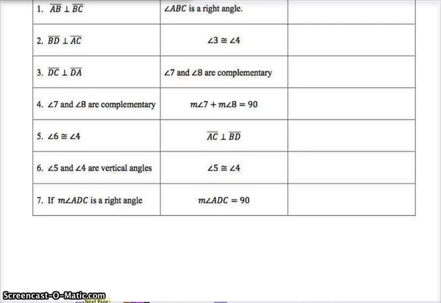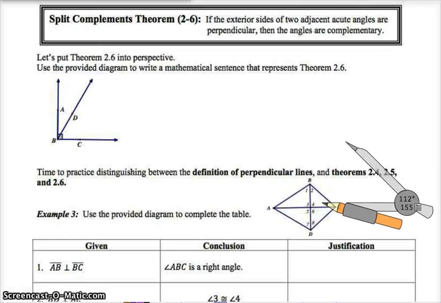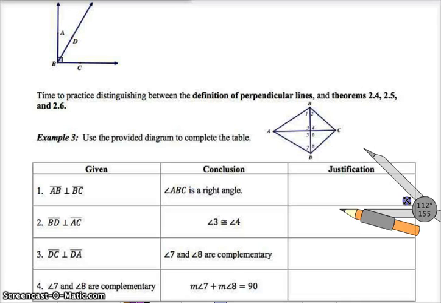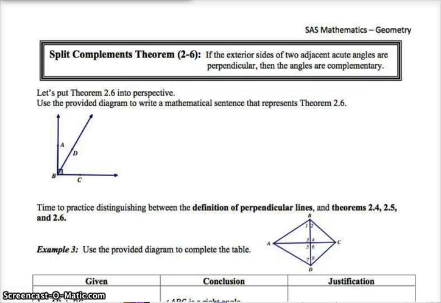Okay, now our goal for the day is to try to get down here to this table and to distinguish the difference between the definition of perpendicular lines and theorem 2.4 and theorem 2.5, along with other theorems that might come up. But before we do that, let's look at this example up here. We have one more theorem. It's the split complements theorem. So you're splitting complements, making complements.